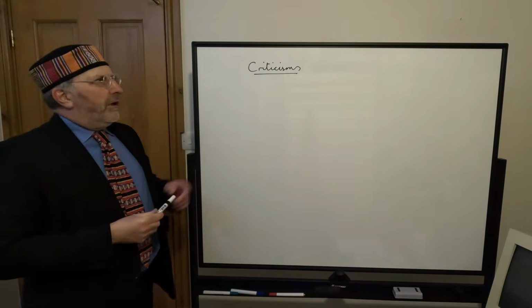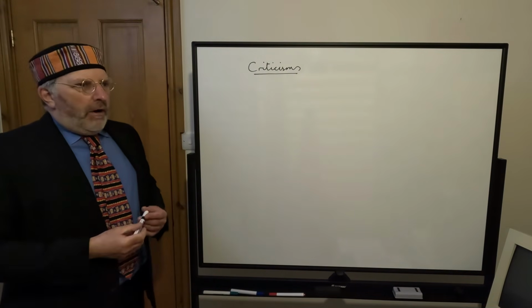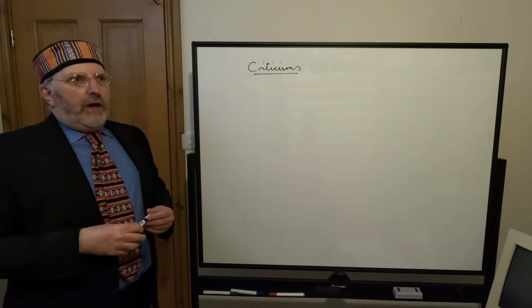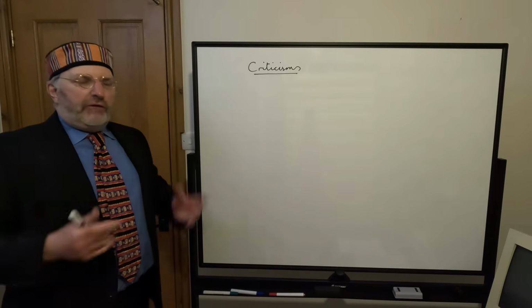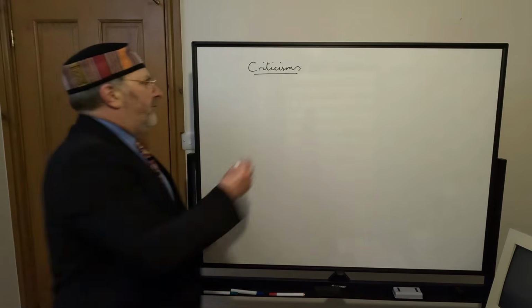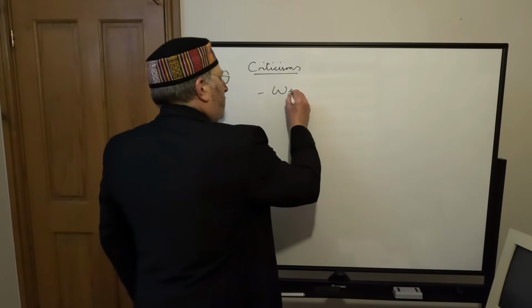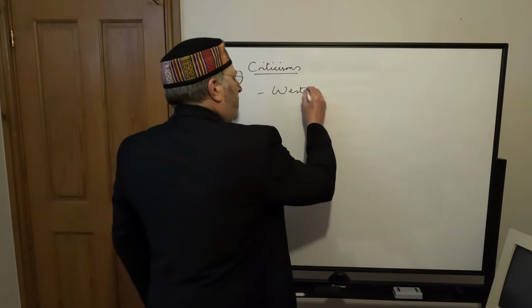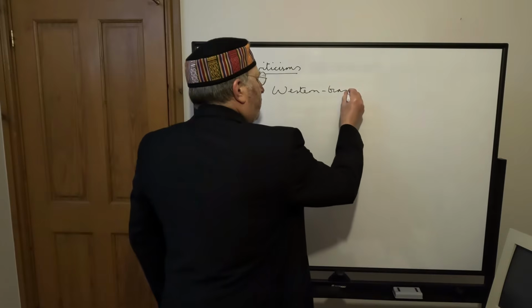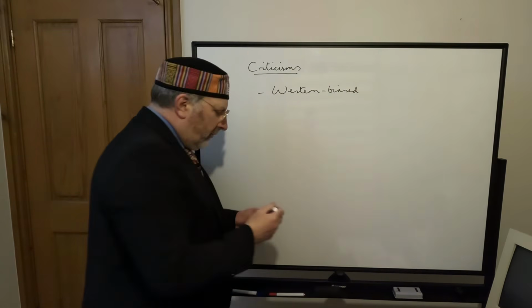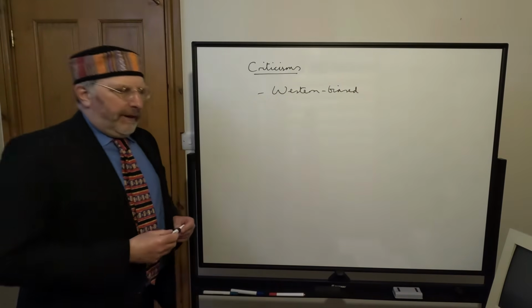Okay, now let's consider a couple of criticisms of this approach of dividing history into civilizational units. The first is that it's a Western biased view, a Eurocentric view of history.